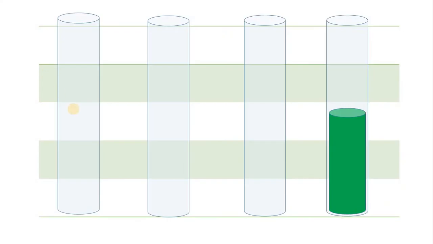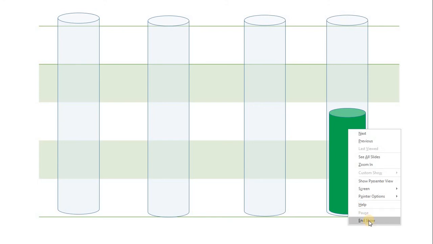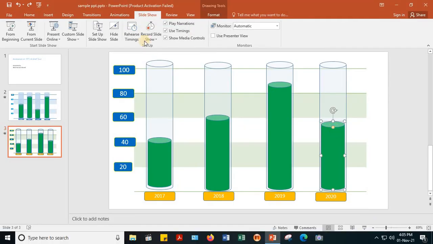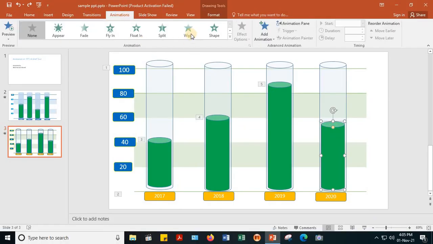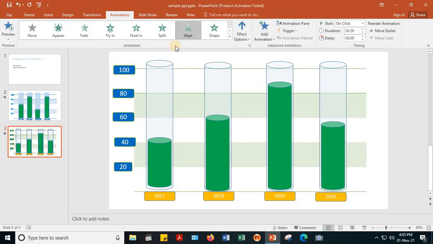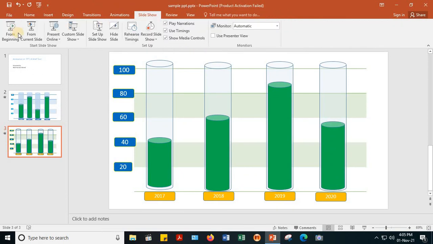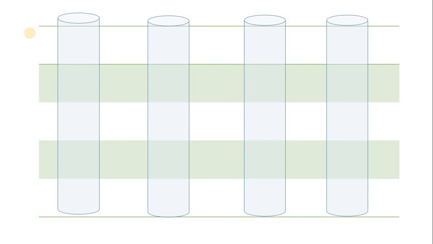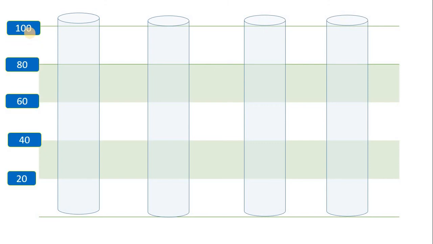Okay, click here. You see this is still showing because the animation was not added to this. So let's go back, and here I go to animation and again use wipe. Now we go to slideshow, from current slide. You see now it is blank. When I click the mouse or the arrow key, first these numbers will appear, then the years will appear.